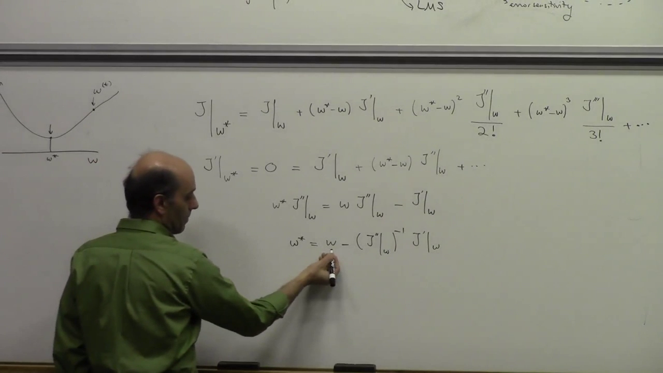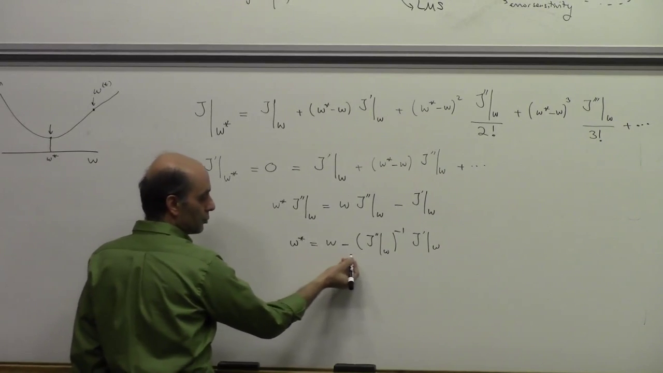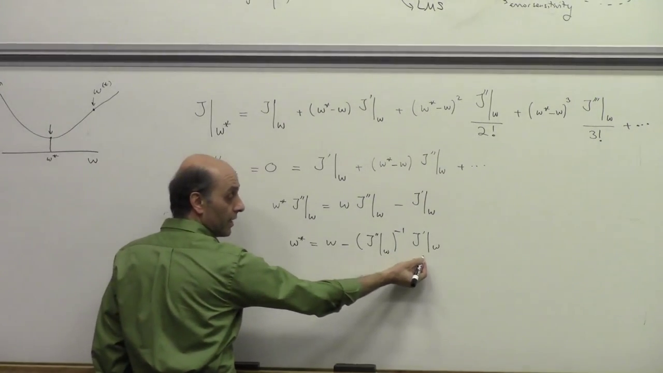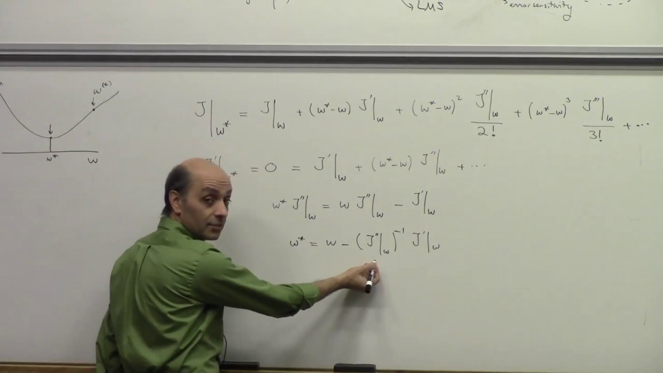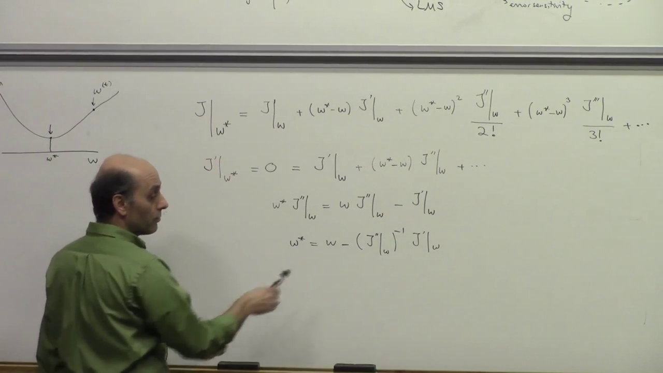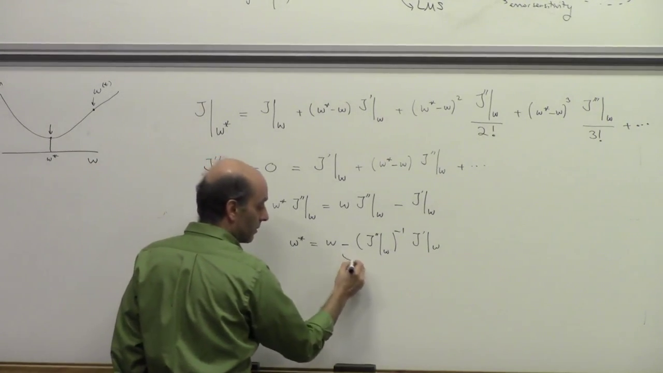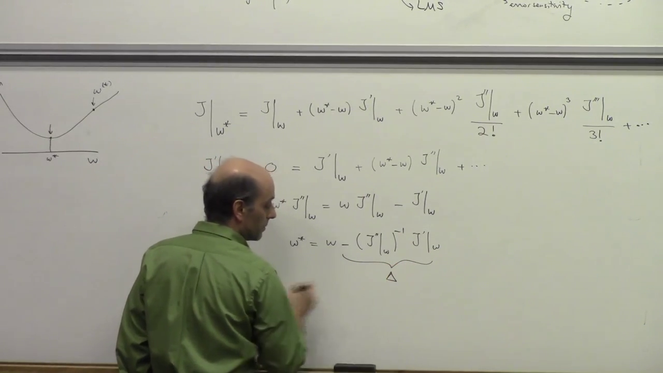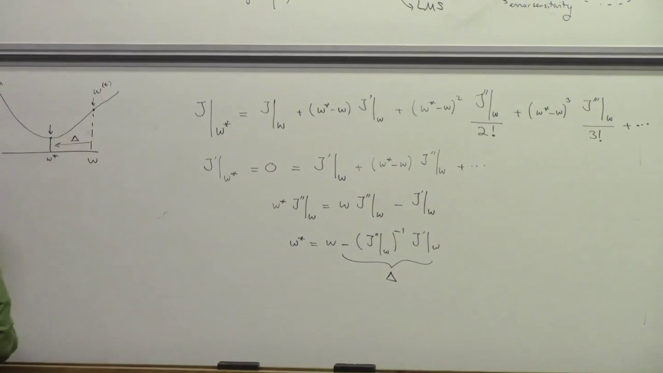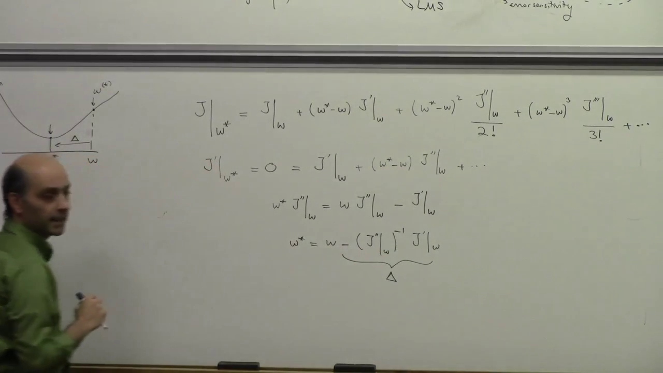What this shows you is an important step that you can take to improve your estimate. Because if you are here at w, it says to get to w star, what you need to do is change your estimate by precisely this amount: the first derivative evaluated at w divided by the second derivative evaluated at w. To go from where you are to the best place that you can be, this is the change you have to make. Call that delta. This distance here, this is the delta that you have to do. And what that delta needs to be is the first derivative divided by the second derivative.